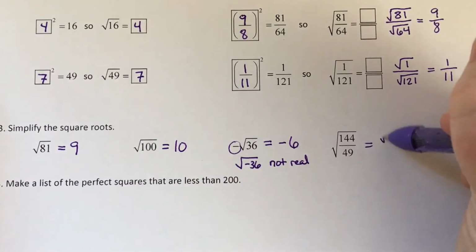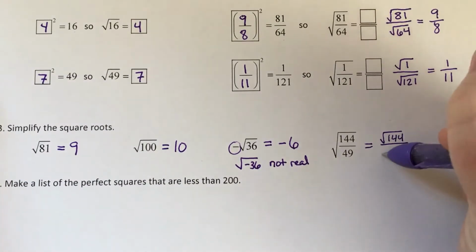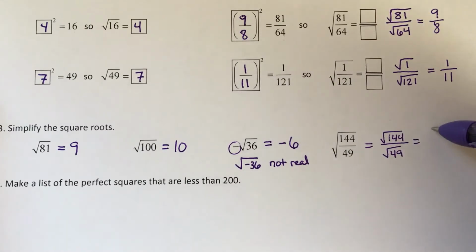This is a fraction, so we view the top and the bottom separately. Square root of 144 is 12, and square root of 49 is 7.